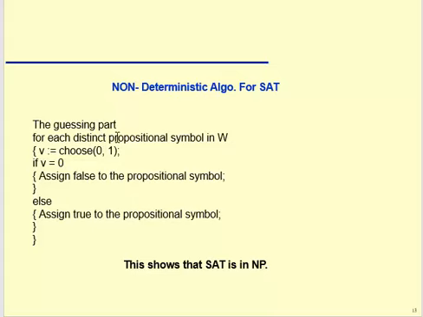So in non-deterministic now, you need to think that your computer, non-deterministic computer, will make n copies of this algorithm and each copy will be run in parallel. So all the inputs will be tried on your expression in parallel. So it is selecting 0, 1. If V is 0, we are assigning false to the propositional symbol, else we are assigning true to the propositional symbol. So all the copies are being run in parallel.